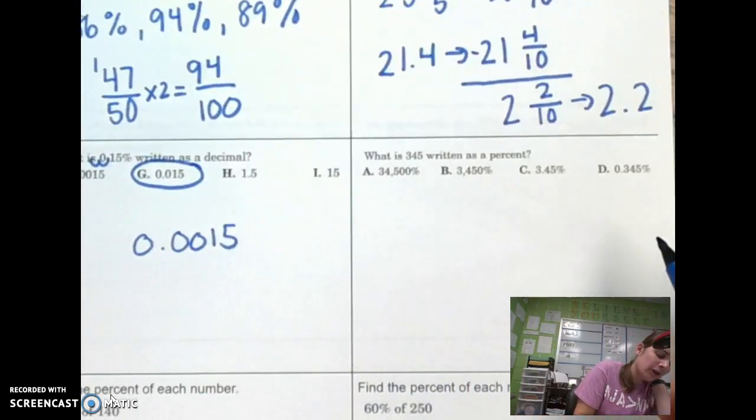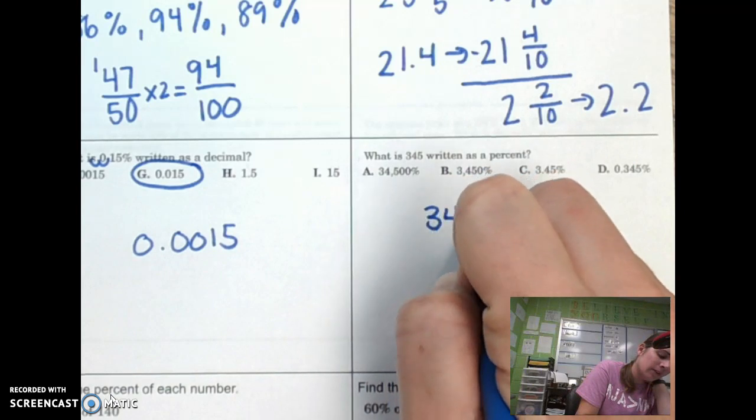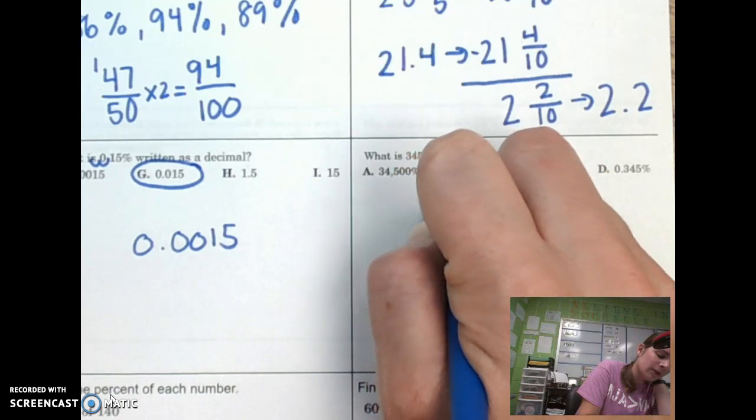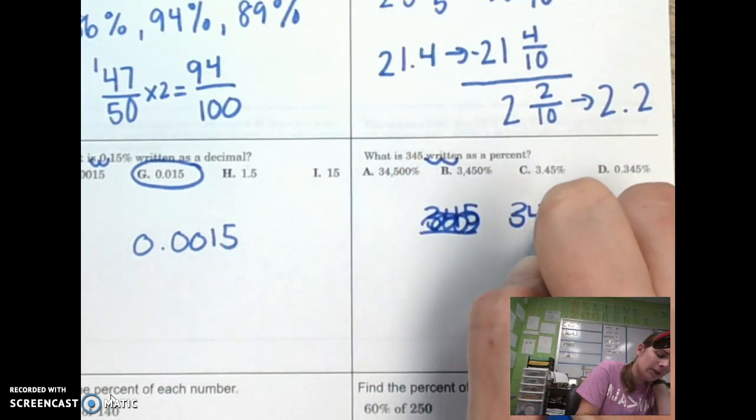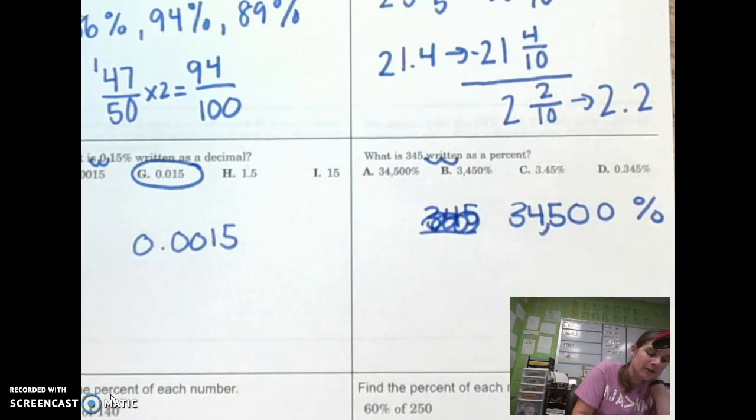What is 345 as a percent? So we have 345. Our decimal goes there, we go 1, 2. So 345, then you add your 2 zeros into your percent sign. So 34,500%.